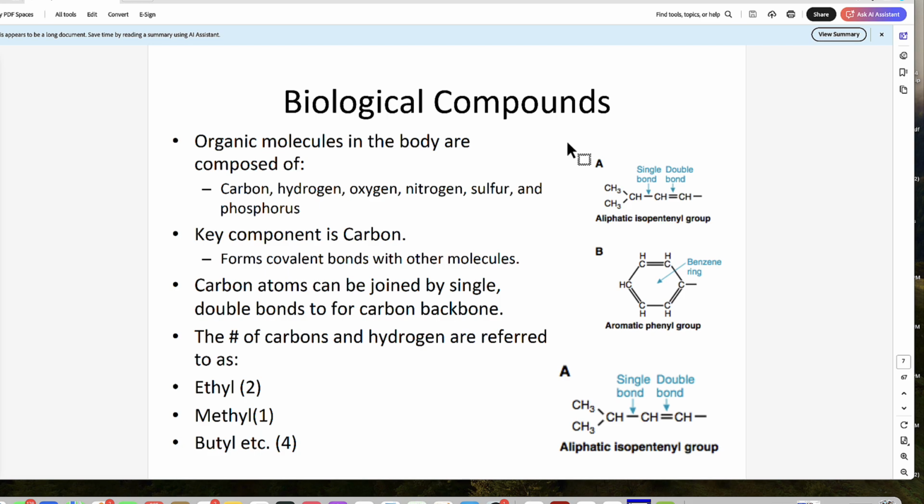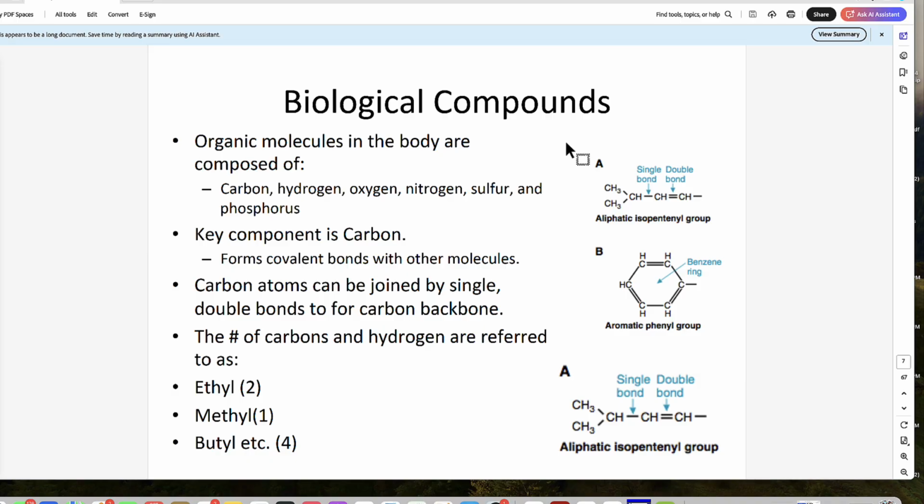Okay, a carbon atom can be joined by a single or double bond to form what we call a carbon backbone. Okay, and the number of carbons and hydrogens are referenced by the number present. So ethyl refers to 2, methyl refers to 1 carbon, butyl refers to 4, and etc.